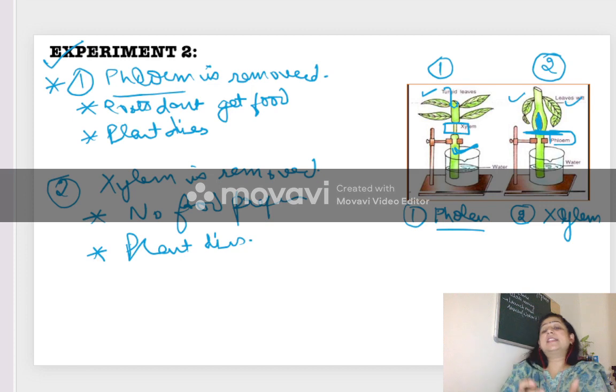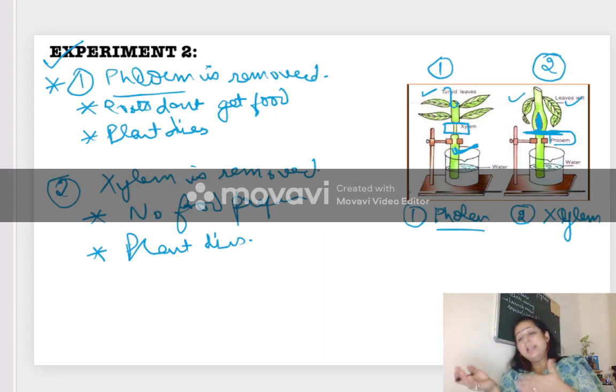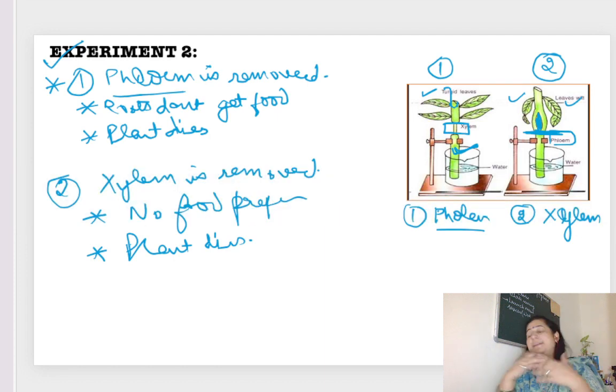Fine. So these 2 experiments, 1 and 2: setup 1 proves that phloem helps in conduction of food. Setup 2 proves that xylem helps in conduction of water.